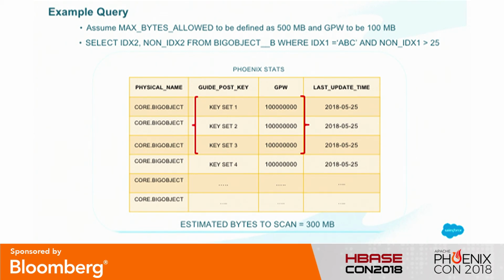If it were the case that Phoenix stats had told us that you'll have to scan more than 5 guide posts worth of data, that would translate to scanning more than 500 MB of data, and so the query would be fast failed and the appropriate error message would be returned back to the user.